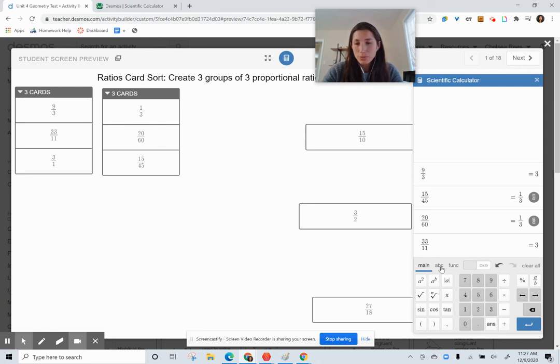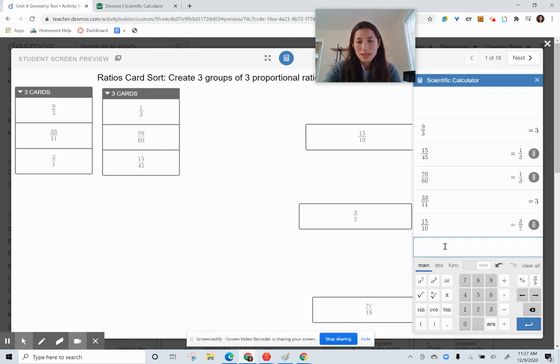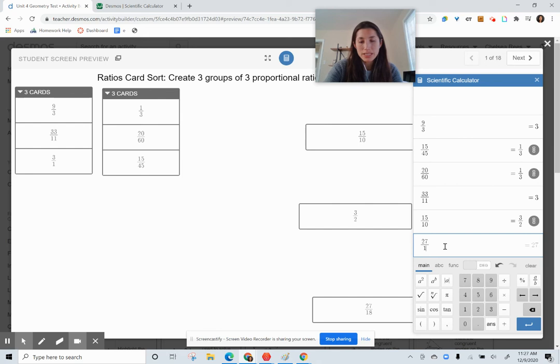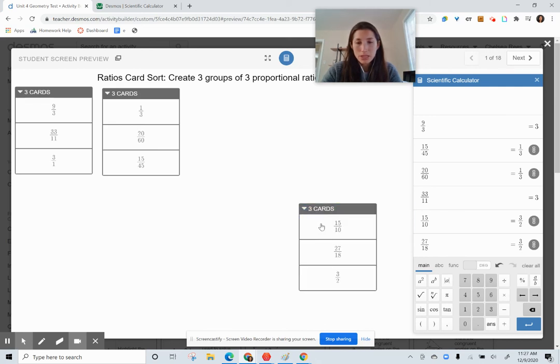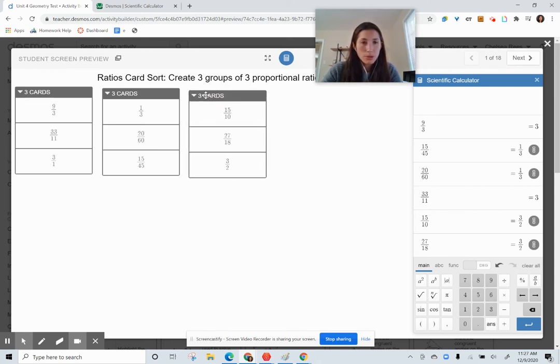And then our last group, we should make sure all of these are equivalent. So let's type in 15/10 as a fraction, and let's also type in 27/18 as a fraction. And then they all equal this 3/2 as a ratio. So we can group these together. You're really just looking for ratios that are equal to each other. We call them proportional.